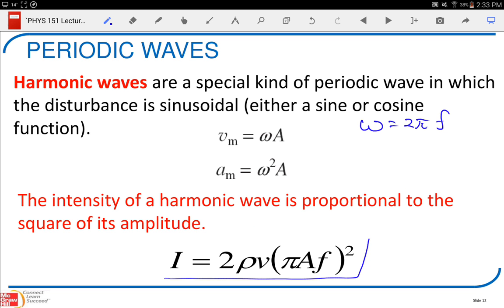This equation, you don't need to know this equation, but it's interesting to note the intensity of a simple harmonic wave on a string, actually, it doesn't have to be on a string, is proportional to the amplitude squared times the frequency squared. So the energy transported per unit area per time depends on the amplitude squared, so bigger wave, double the amplitude, 4 times the energy, and the frequency, double the frequency, 4 times the energy.